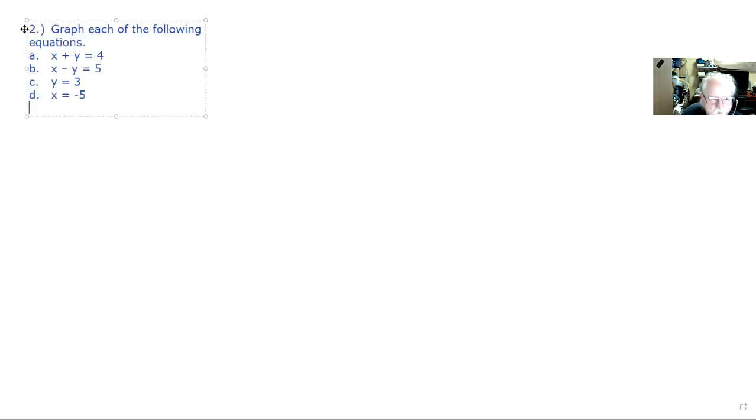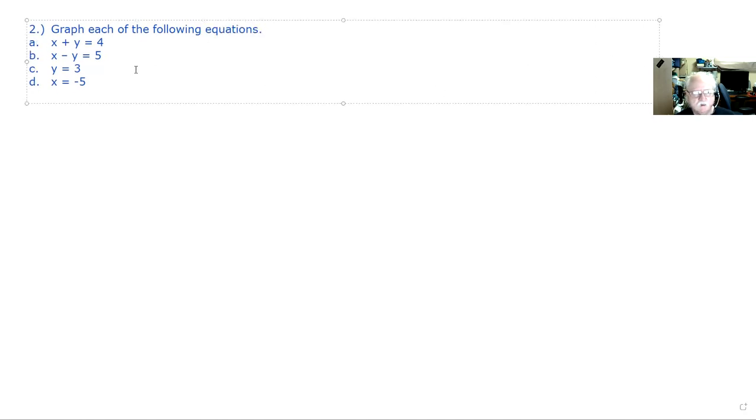Okay, so we're going to look at Chapter 4, question number 2 on the agenda. Let's take a look at these questions. They want us to graph the following equations. And this graphing process is basically a matter of finding ordered number pairs that make these equations true statements. So let's start with the first one.